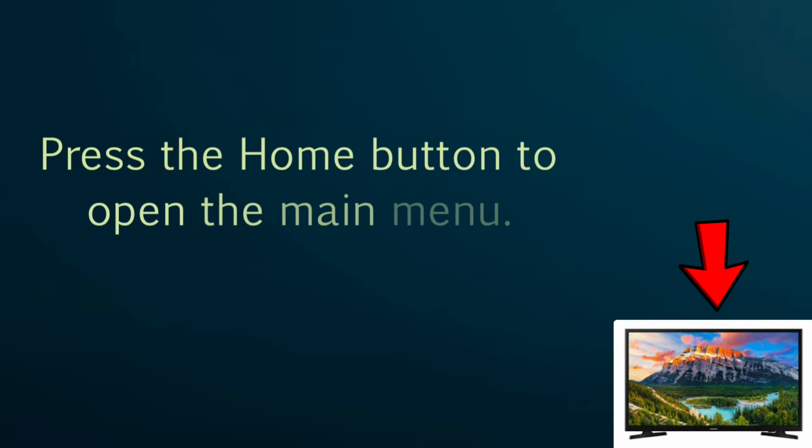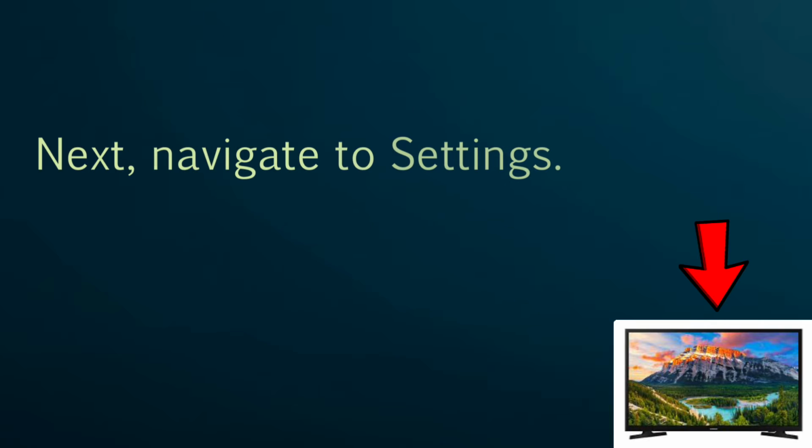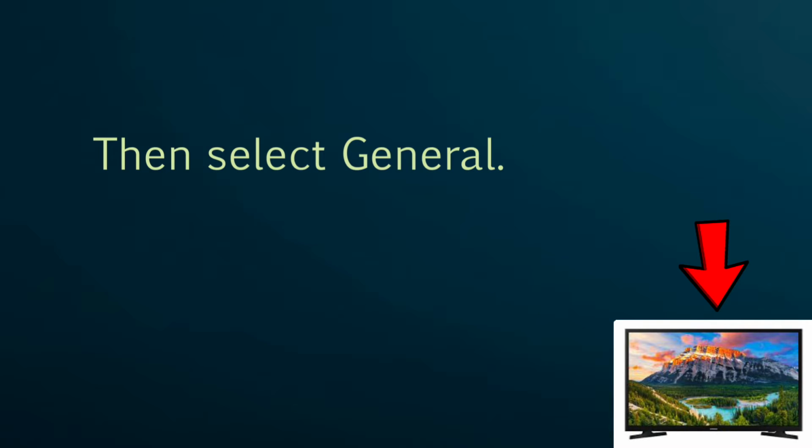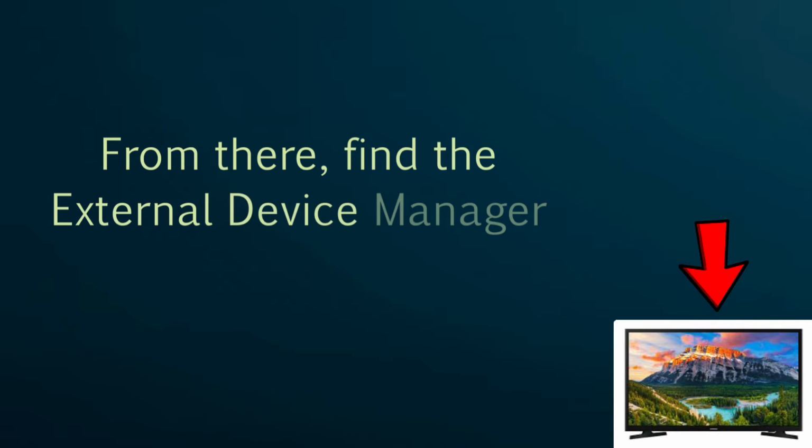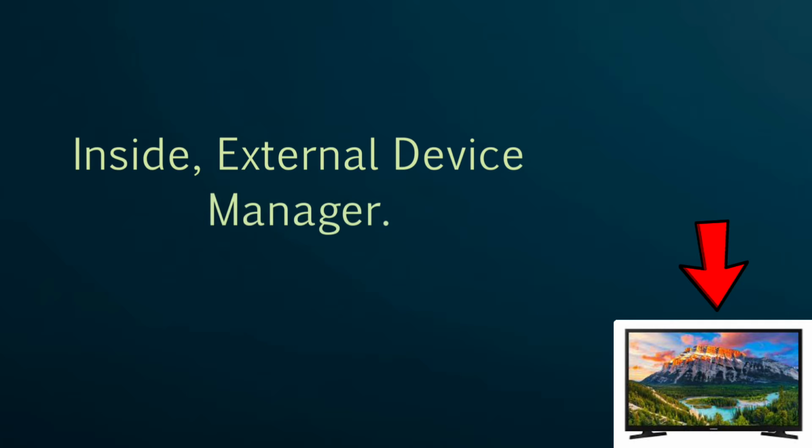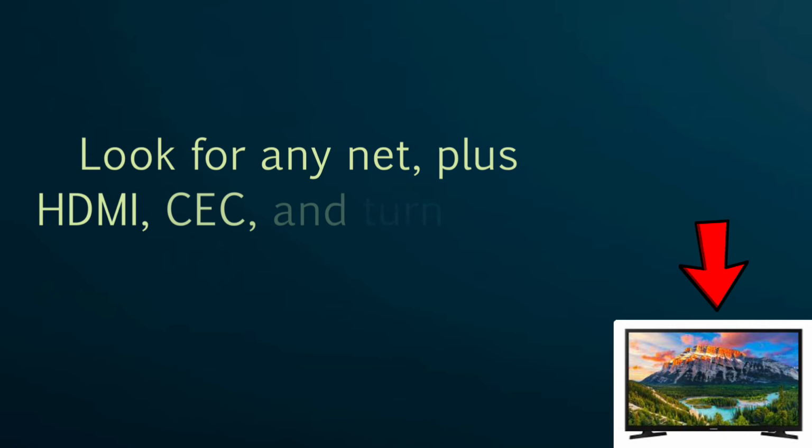Press the Home button to open the main menu. Next, navigate to Settings, then select General. From there, find the External Device Manager option. Inside External Device Manager, look for Anynet plus HDMI-CEC and turn it off.